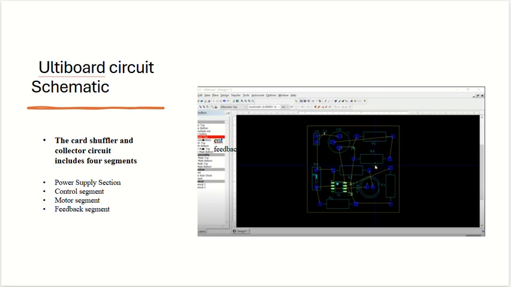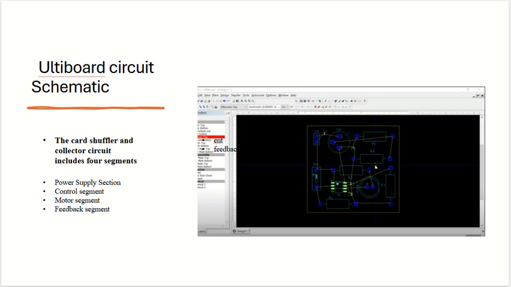Then route traces with wide power traces to handle motor current, and separate the analog and digital ground planes to reduce noise. Keep sensor signal traces short to minimize interference. Finally, we use a design rule checker to check for open connections, short circuits, or clearance issues. Adjust the design as needed.